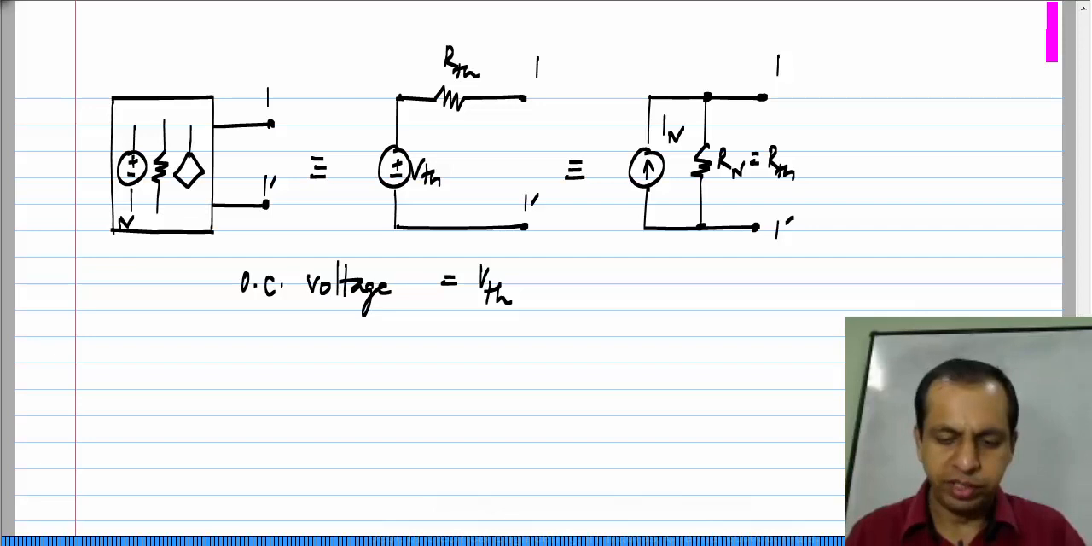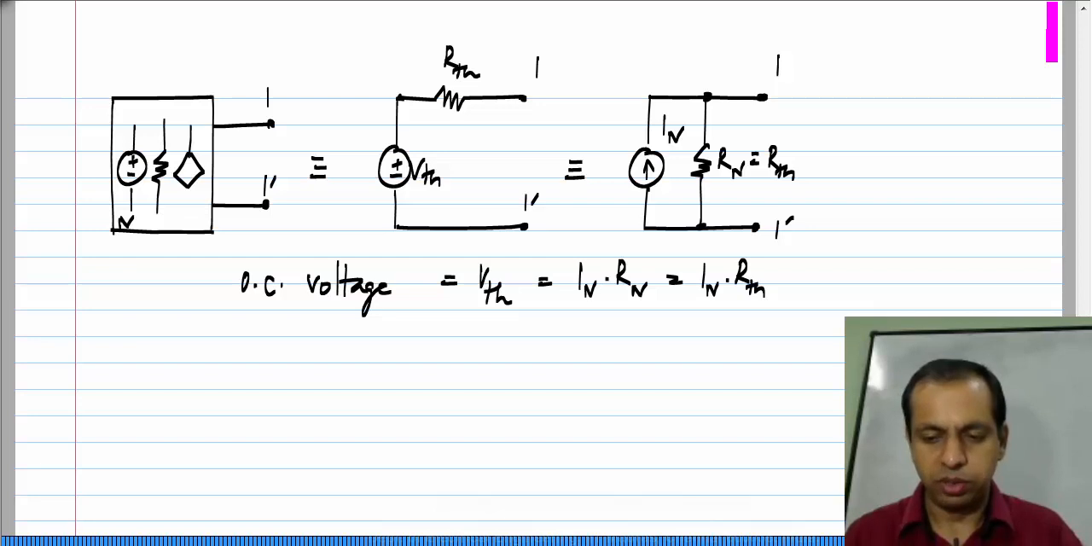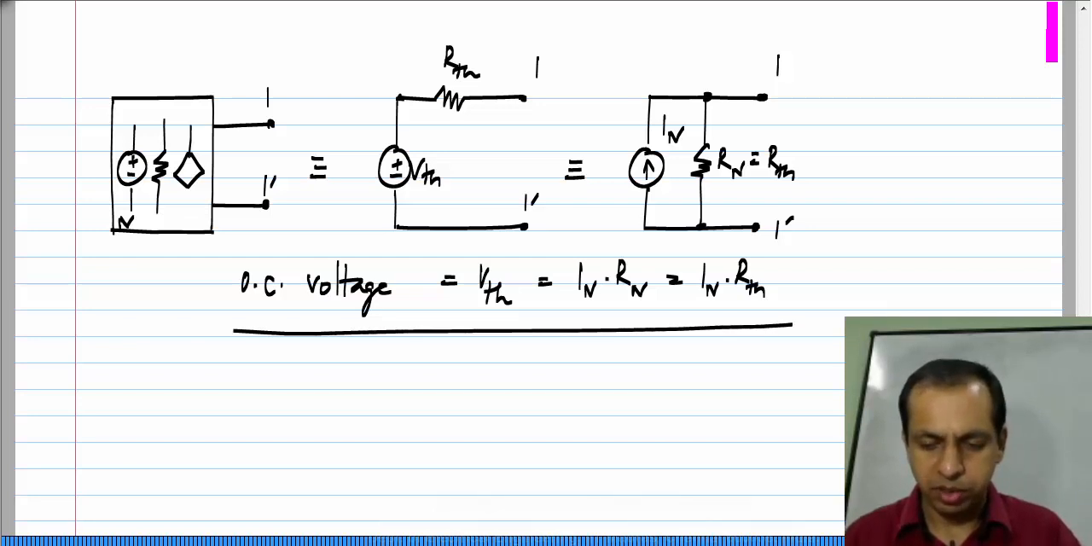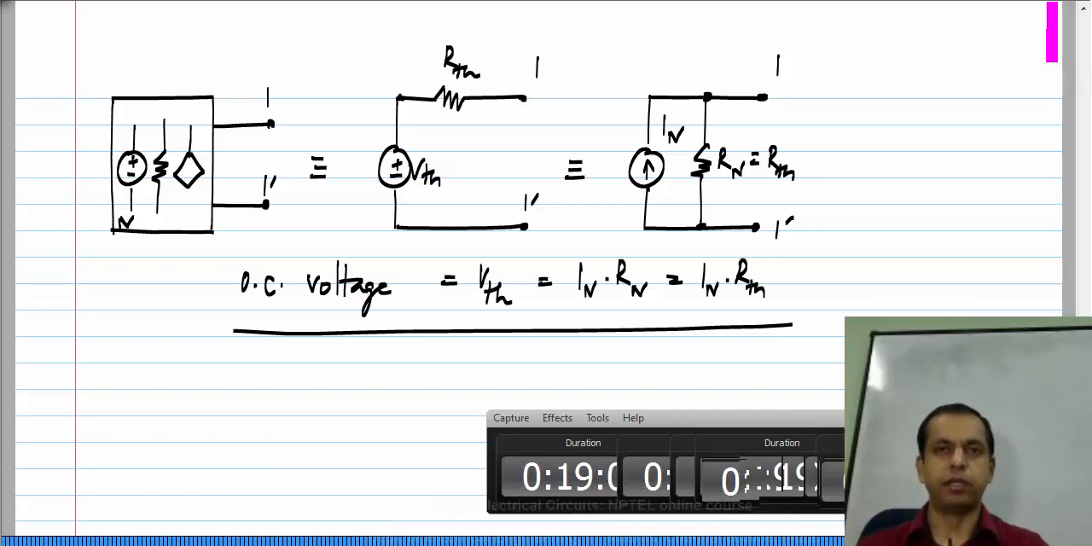obviously equals VTH. No current flows through RTH, VTH is the open circuit voltage. In fact, that is the definition of VTH. And in this case, if you do not have anything connected to 1 and 1 prime, all of this IN flows into RN. Okay. So, the voltage across 1 and 1 prime is simply IN times RN or IN times RTH. Okay. So, this is the relationship between the Thevenin voltage and the Norton current of a given circuit.